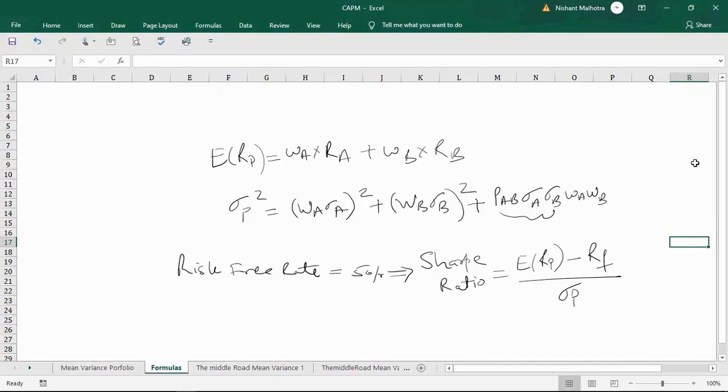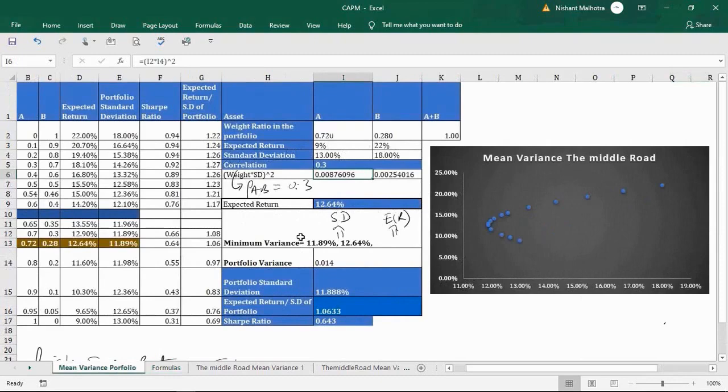So the risk-free rate is 5%. The Sharpe ratio is something known as a risk-adjusted return. It's the expected return of the portfolio minus the risk-free rate, divided by the standard deviation of the portfolio. When we look at this portfolio, I have a mean variance. We'll come to understand how we calculate this mean variance. There are so many, so I can change it a number of times.